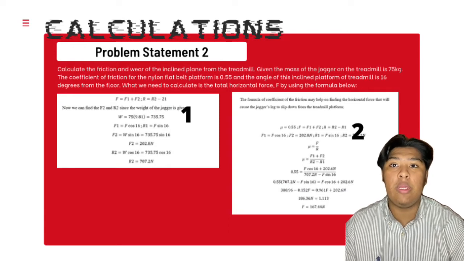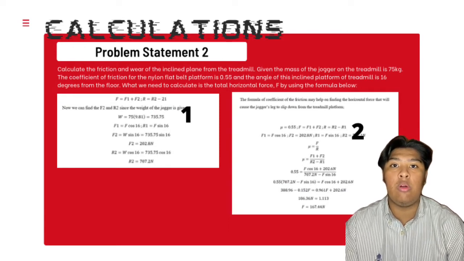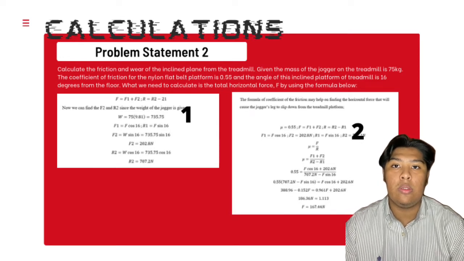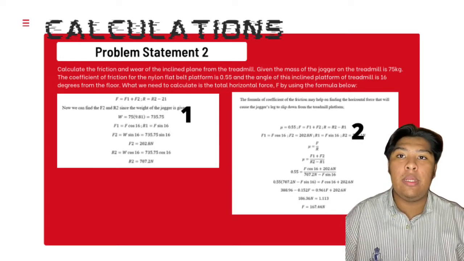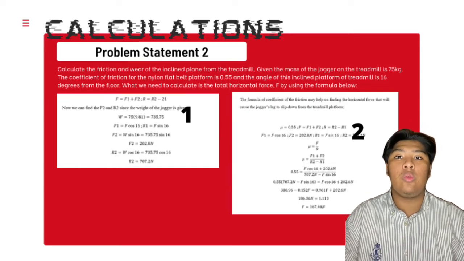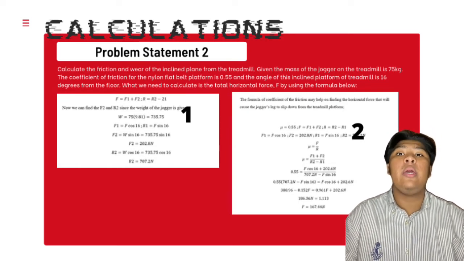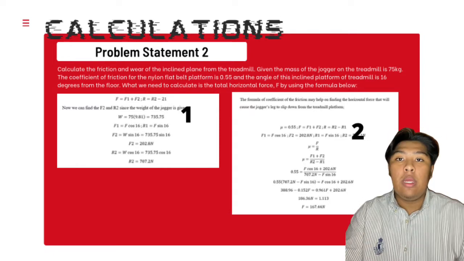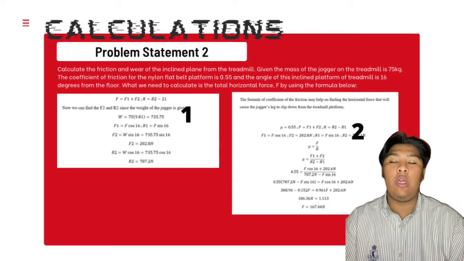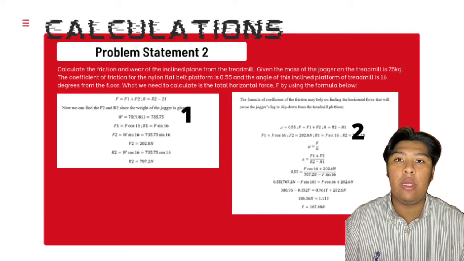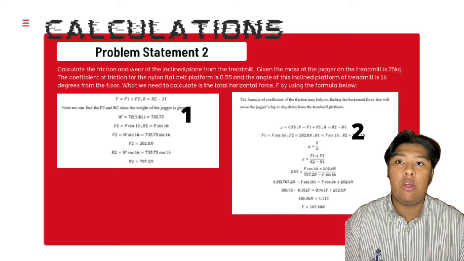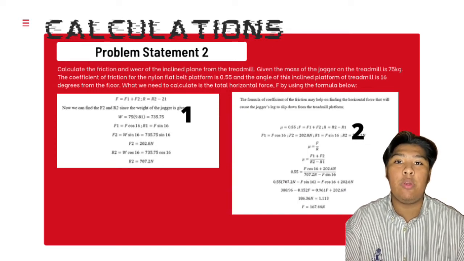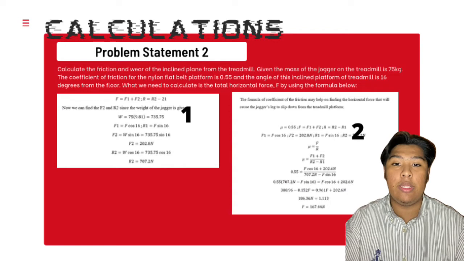And now we can find F2 and R2 since the weight of the jogger is given. As you can see in the slide, the value of F2 equals 202.8 Newton and R2 equals 707.2 Newton. And after finding the values of F2 and R2, we can find F by using the coefficient of friction formula, and the value of F equals 167.44 Newton.